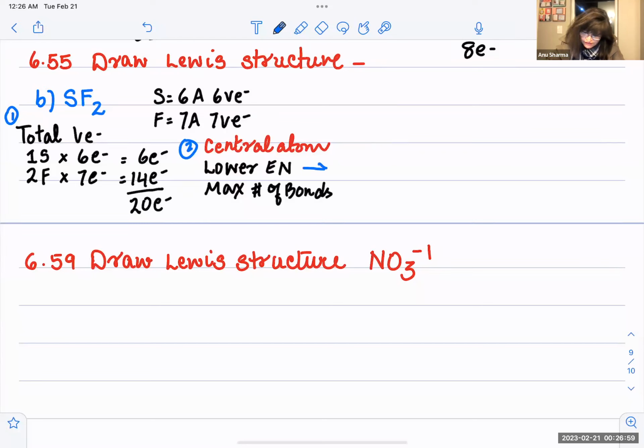If you see the trends in the periodic table, fluorine has a higher electronegativity than sulfur. As we move in the periodic table from left to right, in the same period, or in general from left to right, we see that electronegativity increases. So fluorine is the highly electronegative element. As for the maximum number of bonds, fluorine can make only one bond, but sulfur can make 2, 4, and 6 bonds.